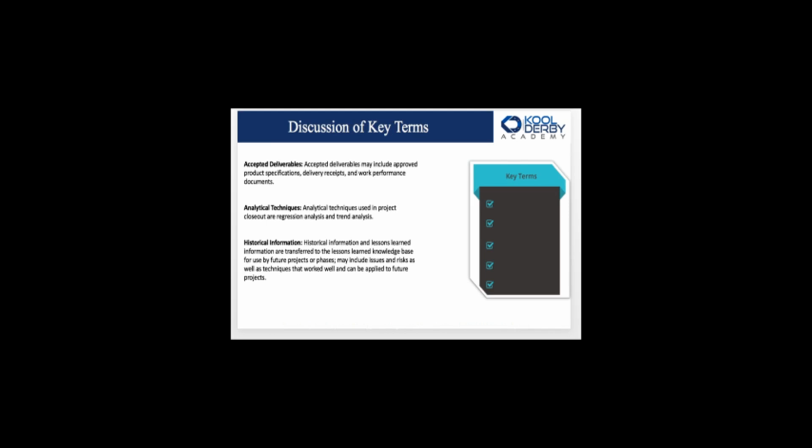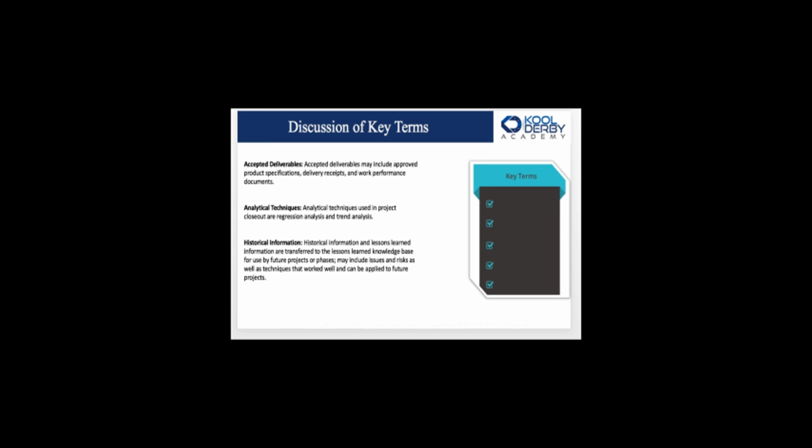The accepted deliverables. Accepted deliverables may include approved product specifications, delivery receipts, and work performance documents. The main point to remember is that accepted deliverables happens in closed project or phase. They do not happen earlier. The accepted deliverables are part of, hey, customer, here you are. Here's what you wanted. Here's the new 2-lane highway that we built for this city. And here it is. It's in working condition.